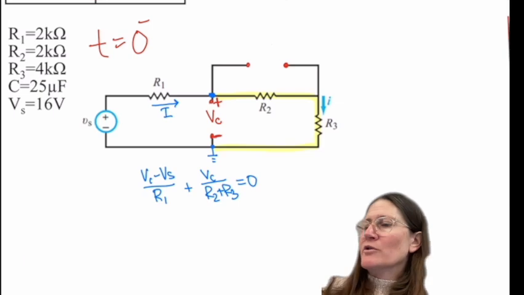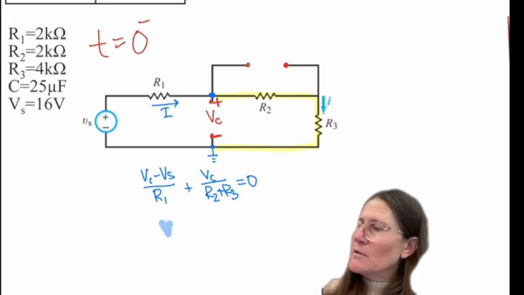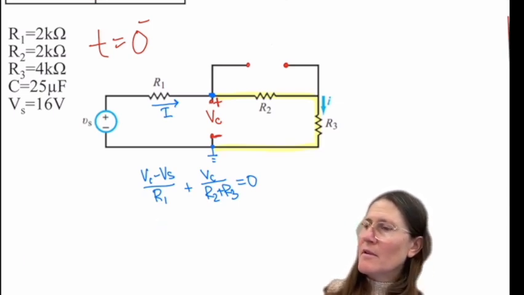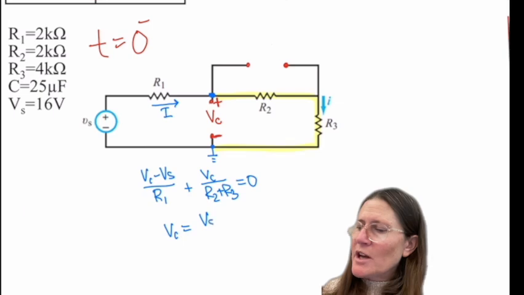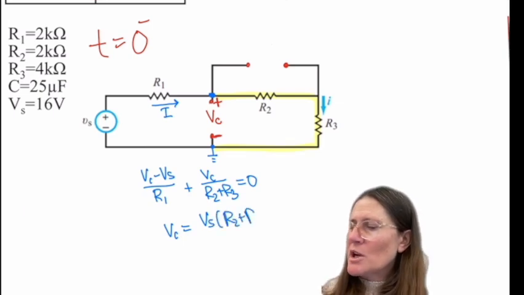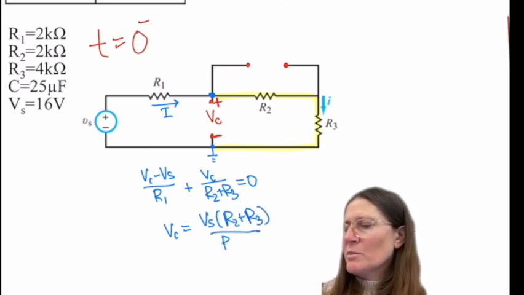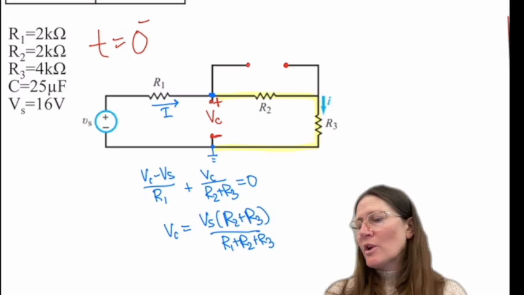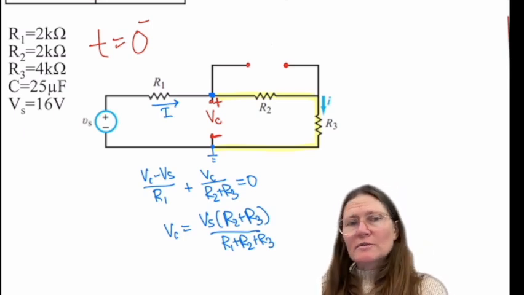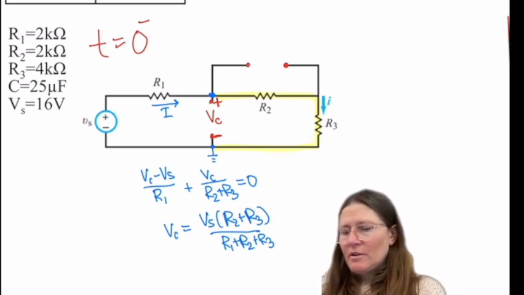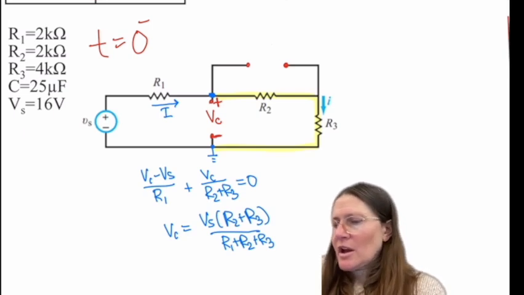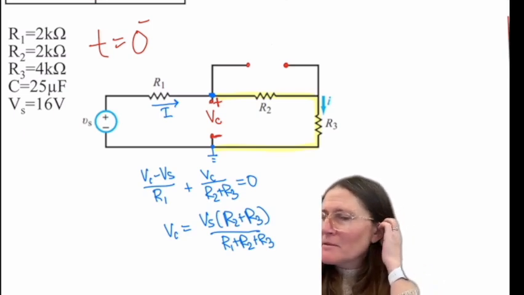So I could also say that VC equals Vs times (R2 plus R3) over (R1 plus R2 plus R3). Either way, you're going to get the same equation, and we'll get a value for VC.